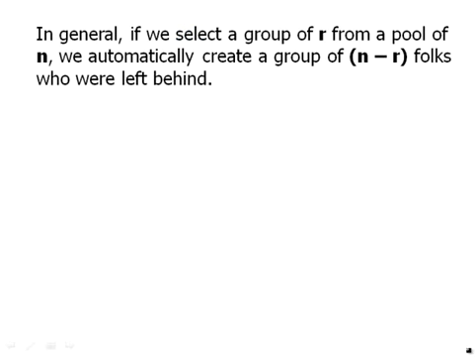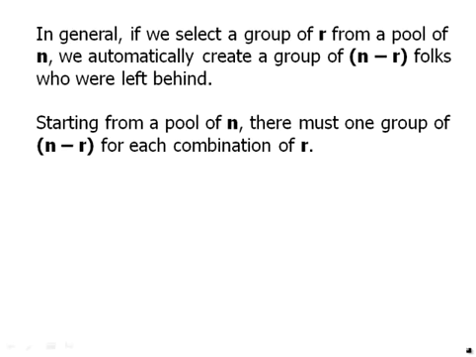In general, if we select a group of R from a pool of n, we automatically create another group of n minus R folks who are left behind. Starting from a pool of n, there must be one group of n minus R for each combination of R.